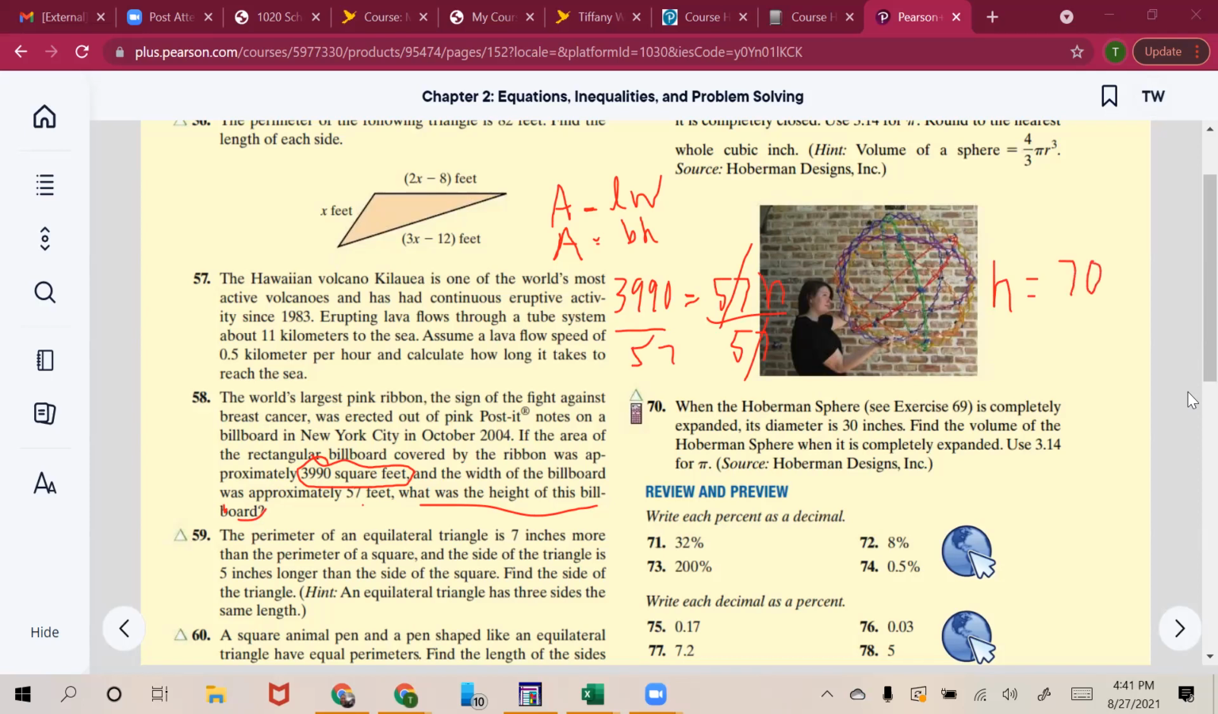And make sure we know our units here. Since it's square feet, it's going to be feet. 70 feet. All right, guys.